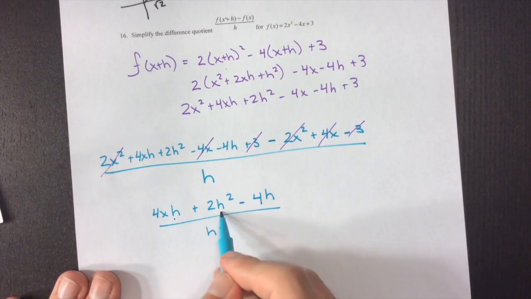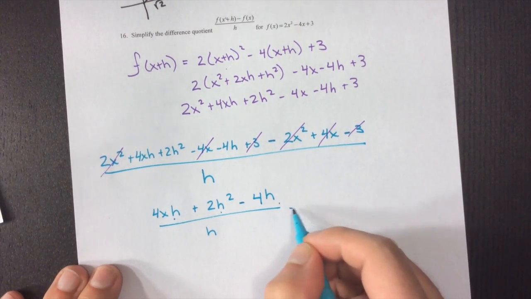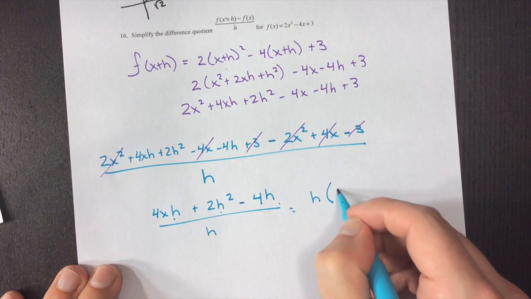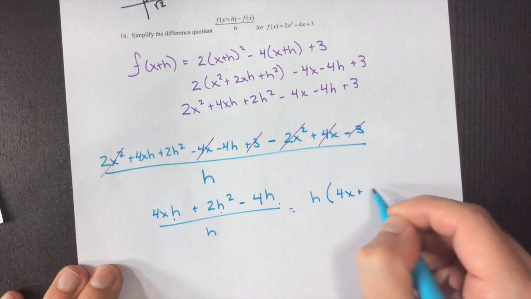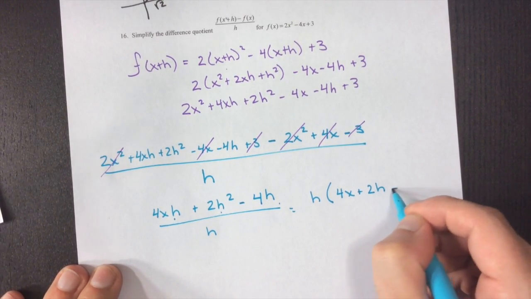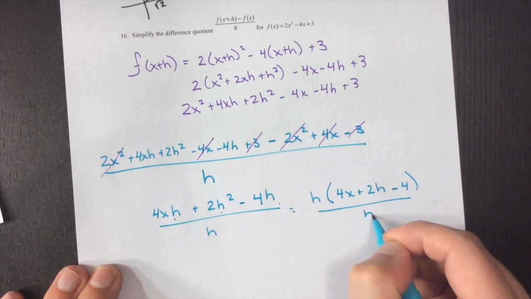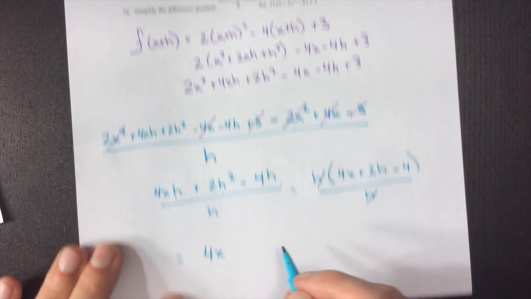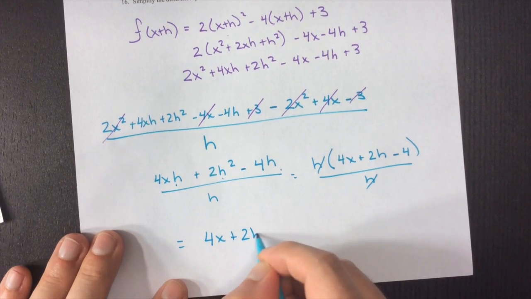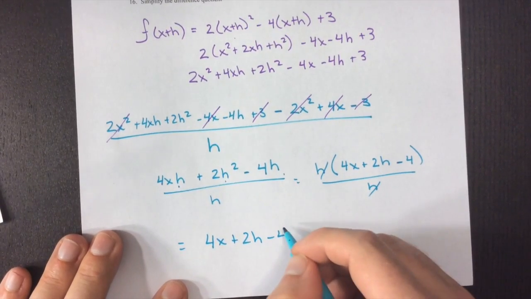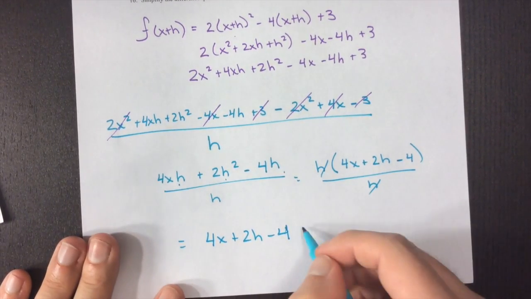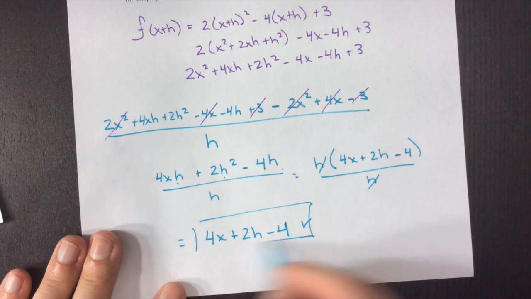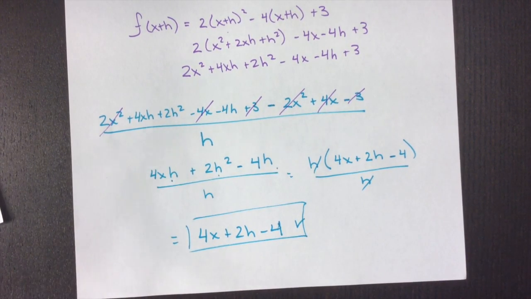I notice that all three of these have an h in it, so I'm going to factor that out. h times the quantity 4x plus 2h minus 4 all over h. Those cancel, which leaves me with 4x plus 2h minus 4. And that's simplifying the difference quotient.